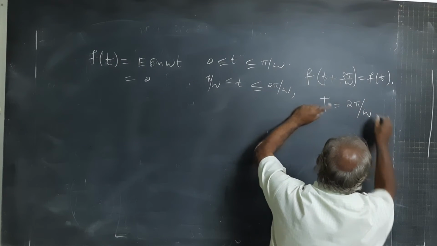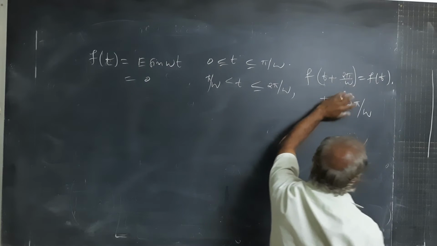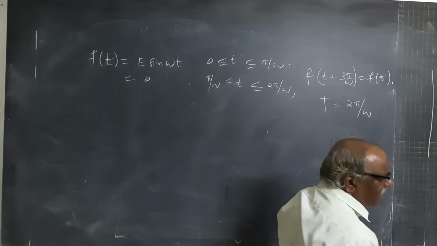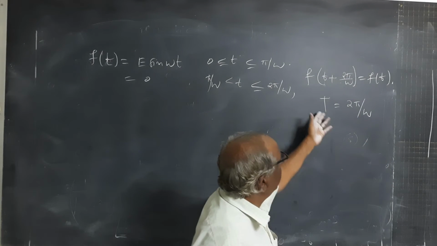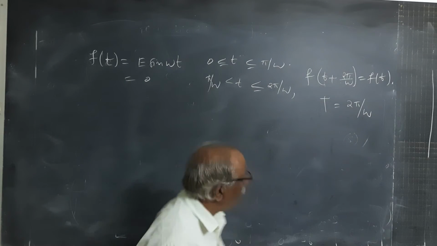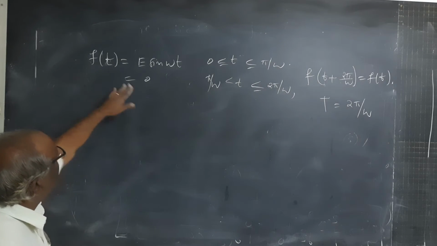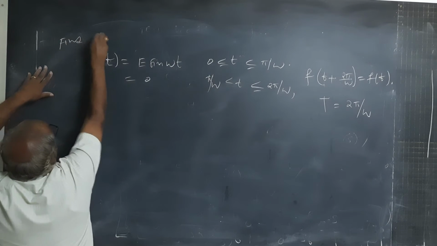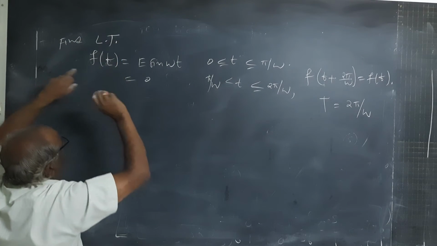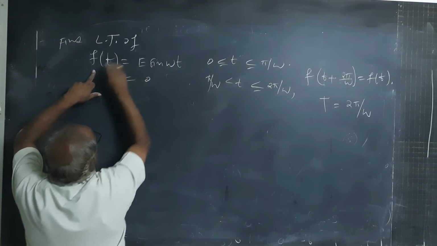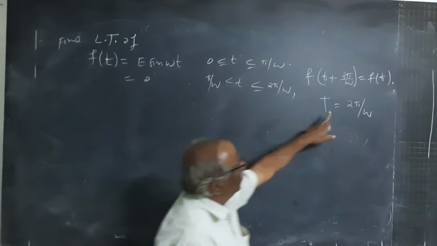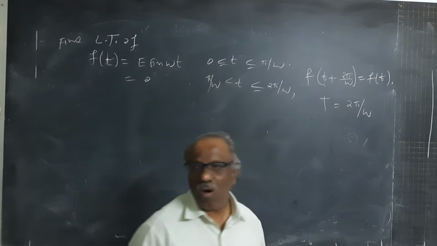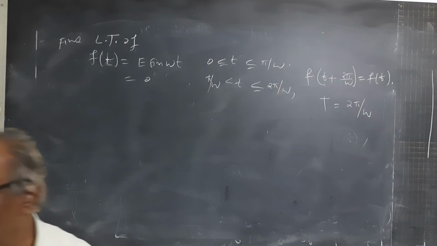So what this indicates, period is 2 pi by omega. Or in terms of sentences, you may say it is a periodic function with period 2 pi by omega. So now I have to find L. So what is the question? Find Laplace transform of this f of t with period capital T is equal to 2 pi by omega.